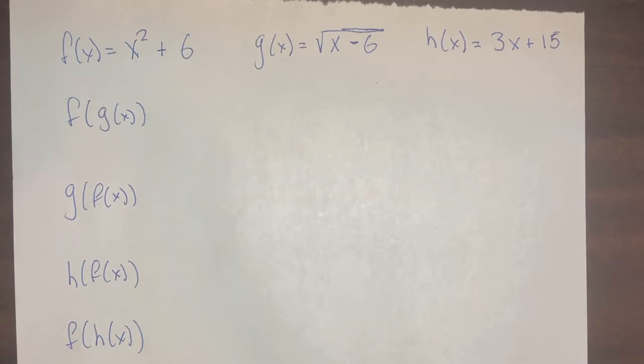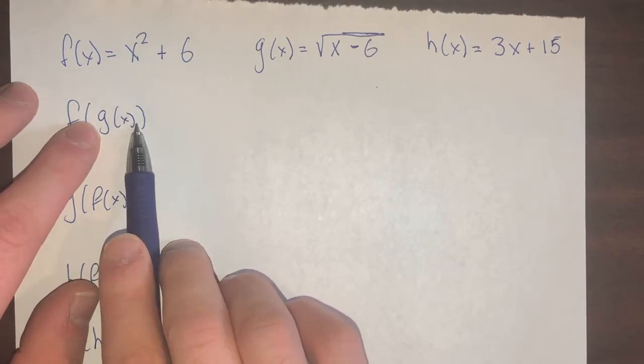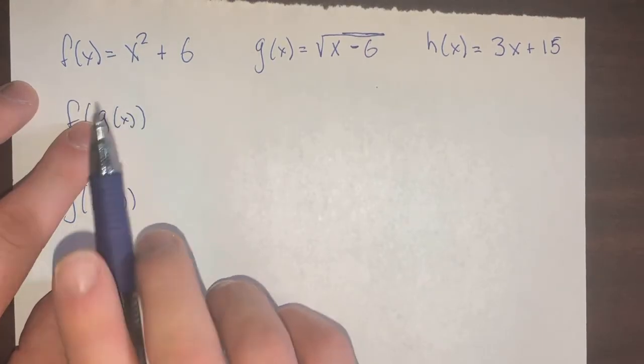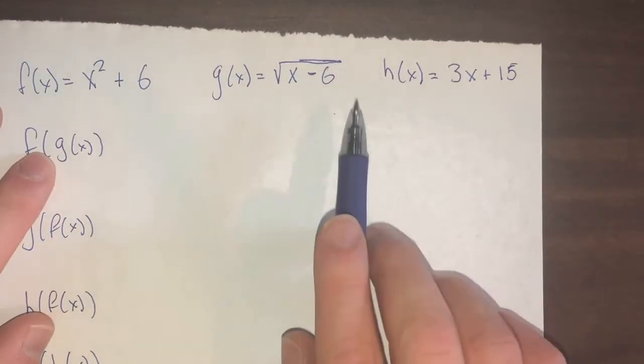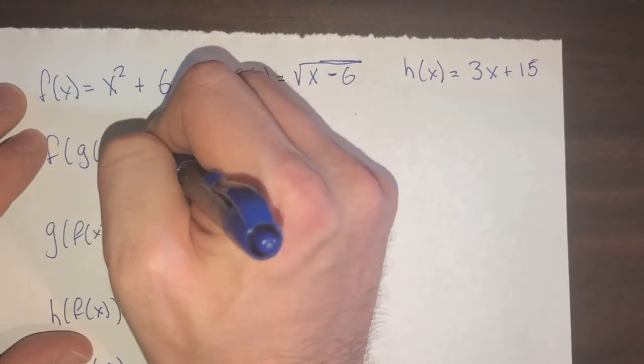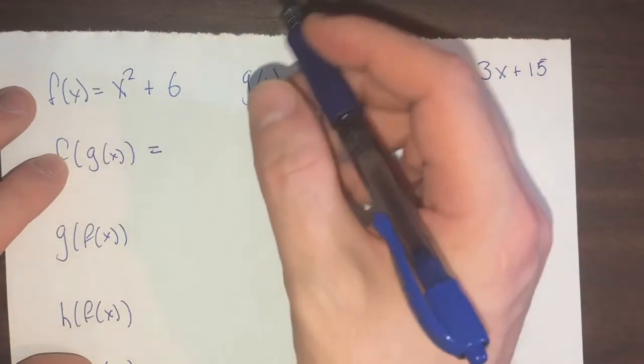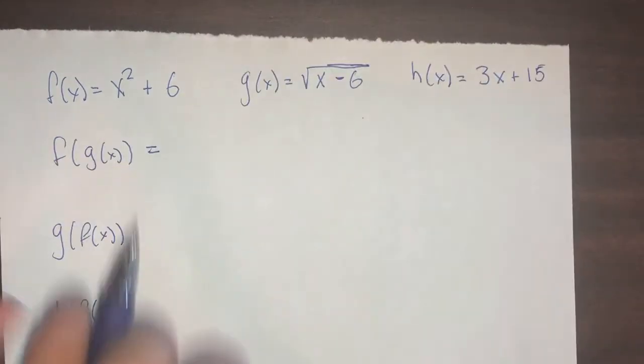All right, let's take a look. So I've got f of g of x. So what gets plugged into what? The g's in the middle. So I'm taking the g and plugging it into the f. So let's take a look. Let's drop it in.